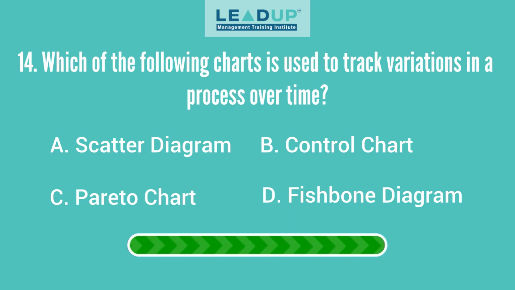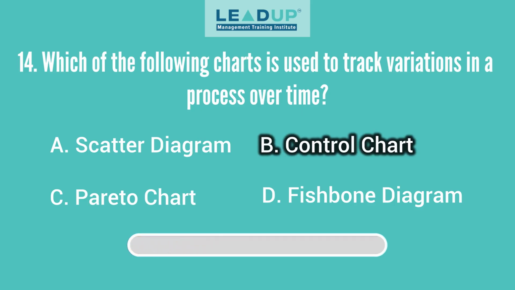Question 14. Which of the following charts is used to track variations in a process over time? A. Scatter diagram. B. Control chart. C. Pareto chart. And D. Fishbone diagram. The answer is control chart.